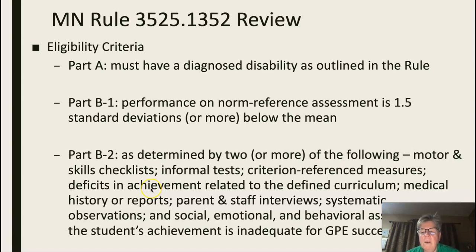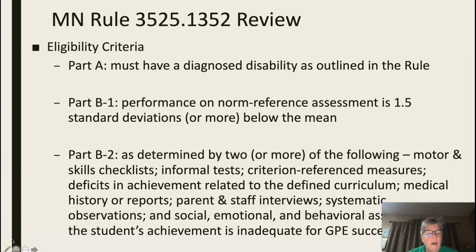So there's 8 items: motor and skills checklists, informal tests, criterion referenced measures, deficits in achievement related to the defined curriculum, medical history or reports, parent and staff interviews, a systematic observation, and social, emotional, or behavioral assessments. So your job is to pick any two or more of these which you can administer to the student in order to see and assess, is their achievement adequate or inadequate for their success in general physical education.